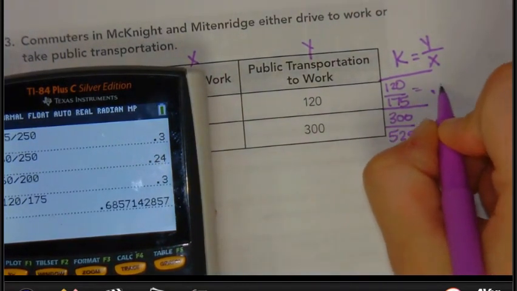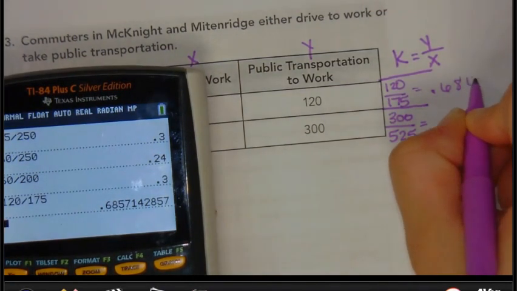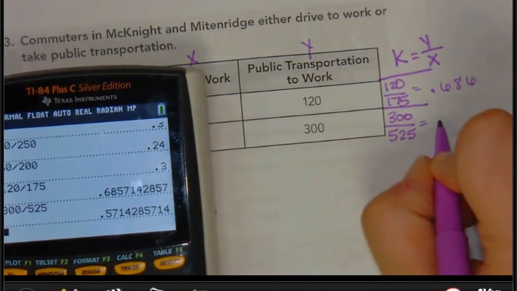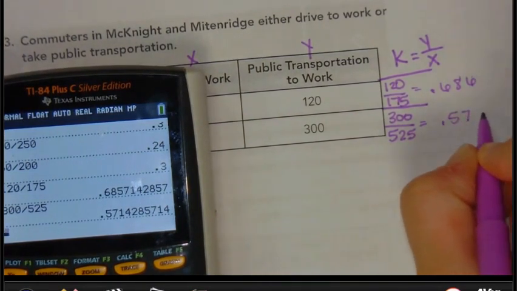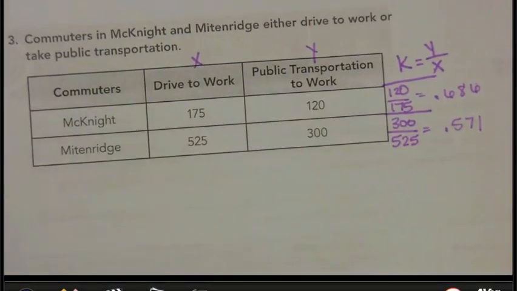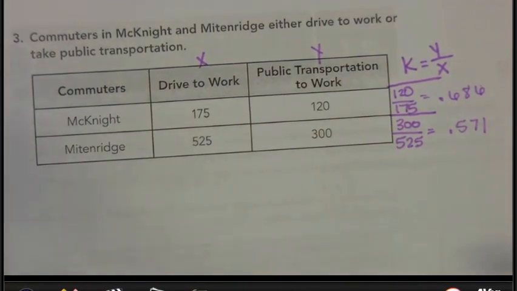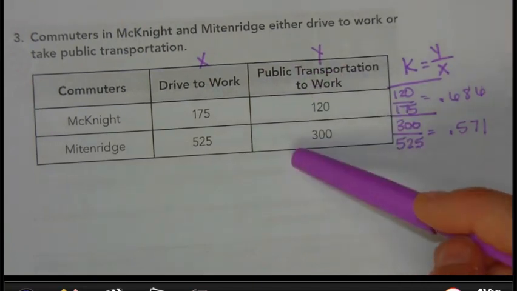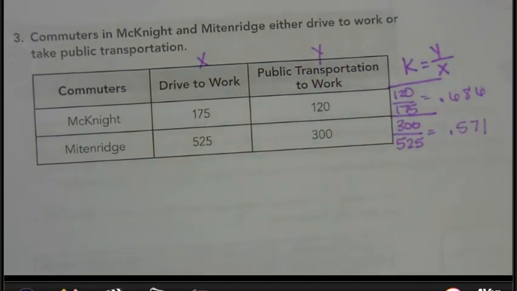To get, let's say, 0.686. I don't think this one is going to be proportional. Nope, 0.571. Well, I got 2 different numbers, so they're not proportional. We can even tell that the number of people driving to work versus the number taking transportation do not go hand in hand.